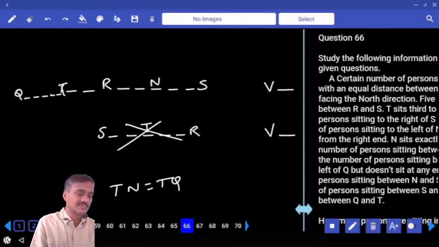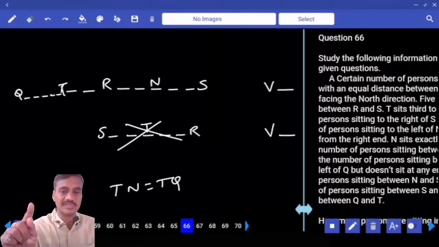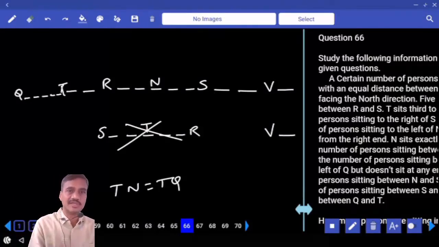The number of persons sitting between N and S is the same as between S and V. N and S, how many people? There are 2 people. S and V, we need to have exactly 2 people. From the right hand side, it is fixed. Now we are left with the left hand side.